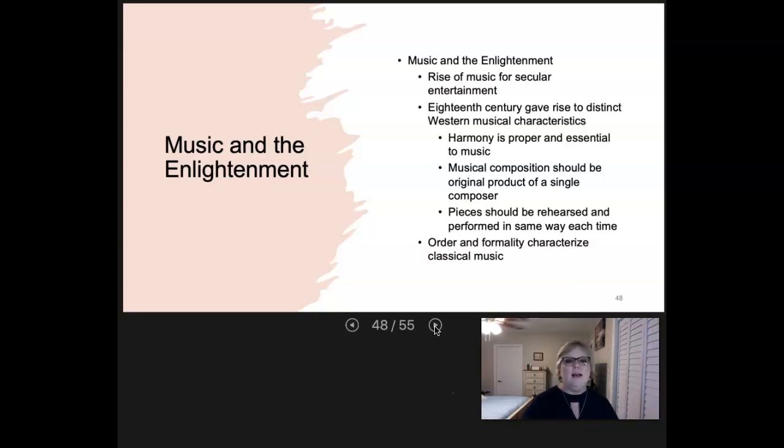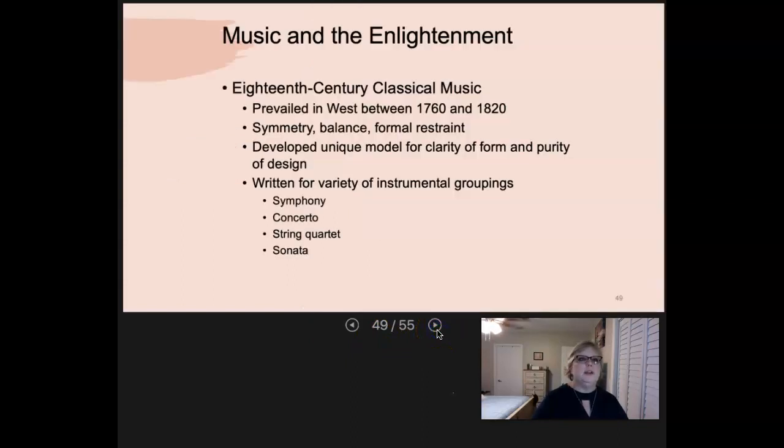So, having this music, reading this music, performing this music. There also was an order and formality that would characterize classical music. So all of these things come about during this period. 18th century classical music prevailed in the West between 1760 and 1820. There was symmetry, there was balance, there was formal restraint.